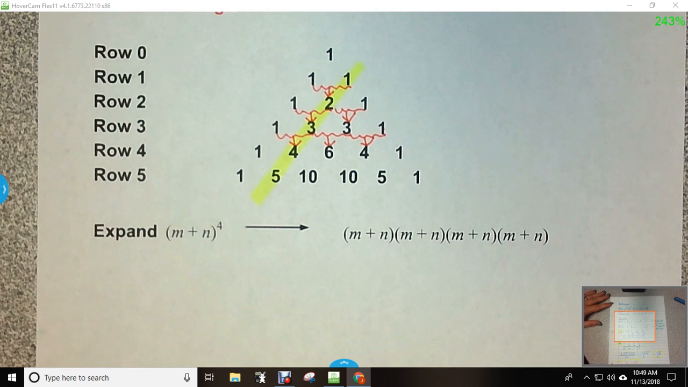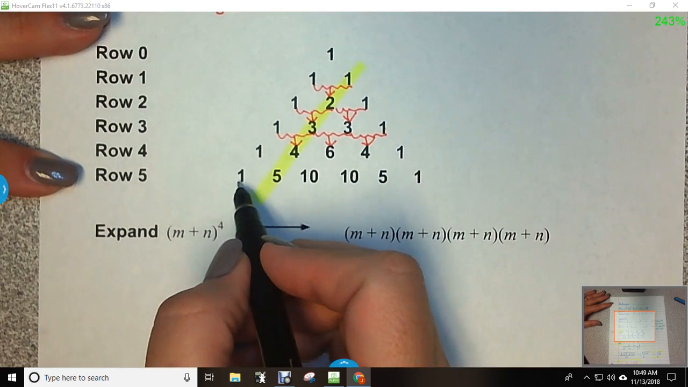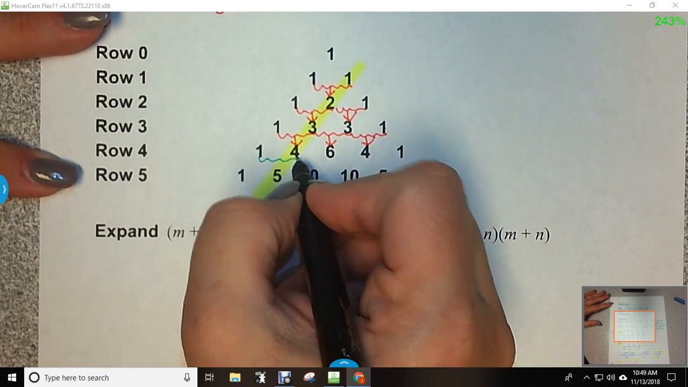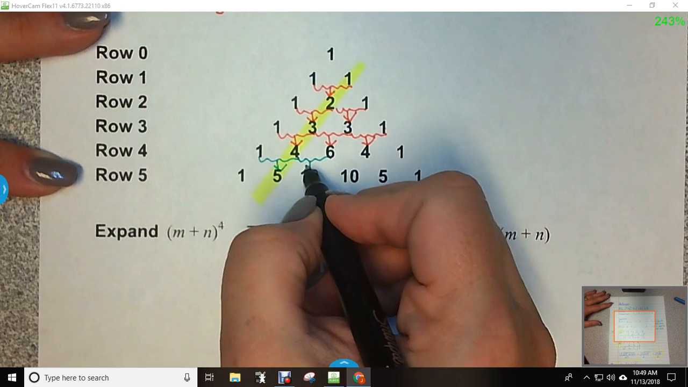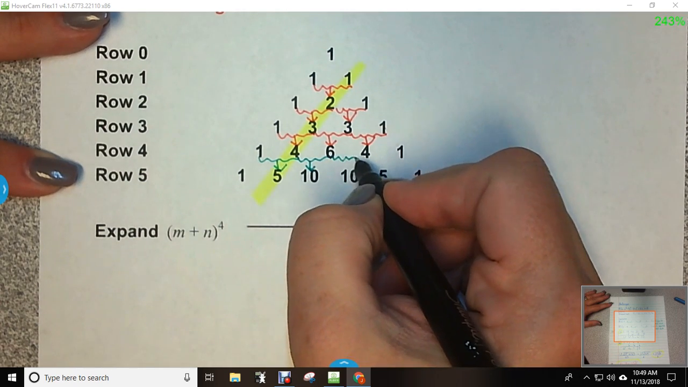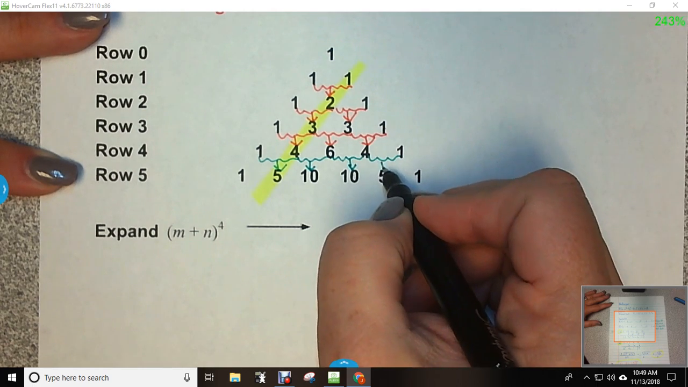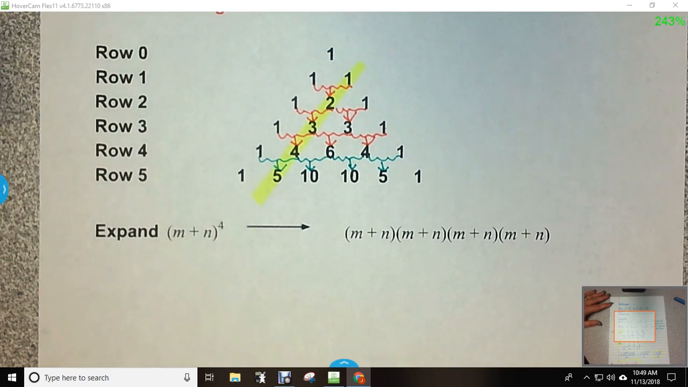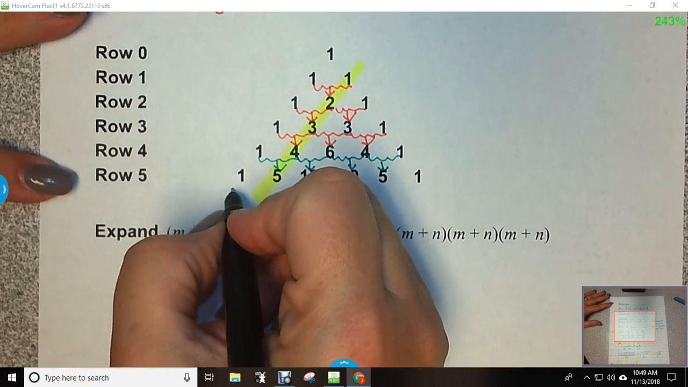Okay, so where did the 10s come from? Let's start here. I start with a 1, add these numbers to get the 5, add these 2 numbers to get 10, add these numbers to get 10, and add these to get 5. Now, if I wanted to do one more row, let's just do one more here together. It's going to start with a 1.